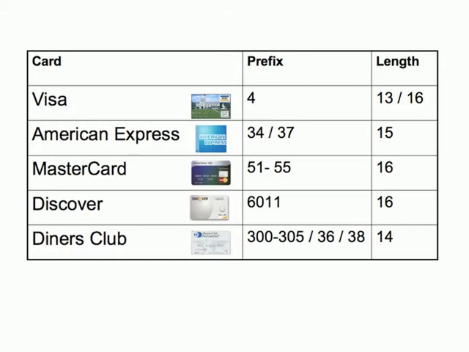MasterCards start with 51, 52, 53, 54 and 55, and they're 16 digits in length. Discover is a card you see in the US, you don't see it much in Europe really. It starts with 6011. And then Diners Club has a range of sequences as well. And that's 14 digits. So this information could also be used to help verify if a number was made up or not. That's why websites ask you whether you're using Visa, American Express or MasterCard. They could actually tell from the number what you're using.